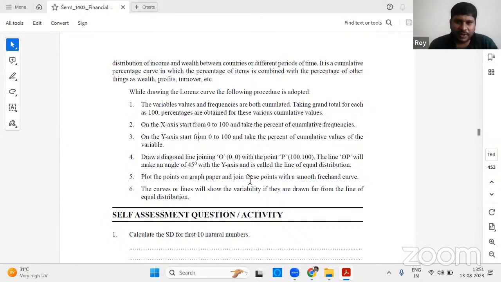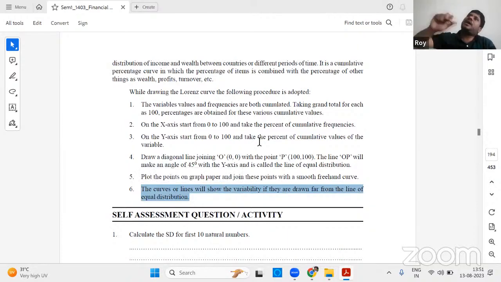Plot the points on the graph paper and join these points with a smooth freehand curve, however the curve comes. The curve will show the variability if the points are drawn far from the line of equal distribution. See this line which we have drawn. If any point is far from this 45 degrees line, we can tell this point is too far away from the mean value or the standard deviation, whatever. Then we will keep this value aside.